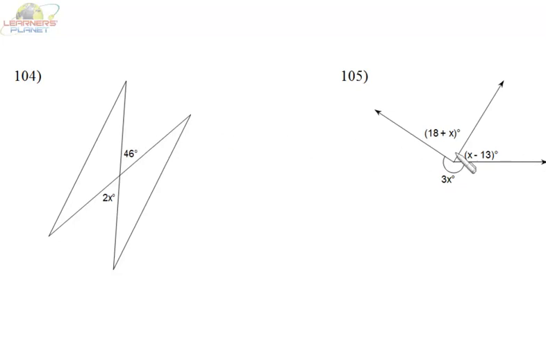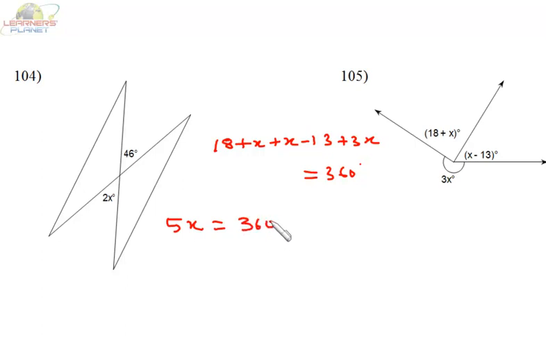Quite simple. Similarly, this complete angle will be 360 degree. So just write the equation. It's 18 plus x minus 13 plus 3x will be 360 degree. So x plus 3x is completely 5x is equal to 360, and 18 minus 13 is 5, so it's 360 minus 5. So x will be 355 by 5, so it's 71. Quite simple.